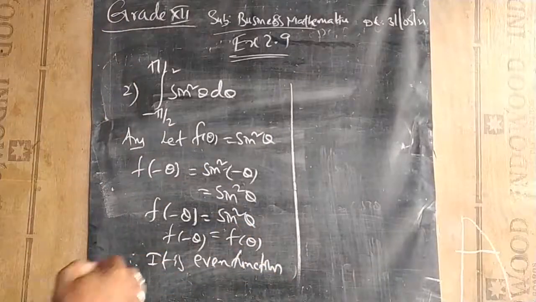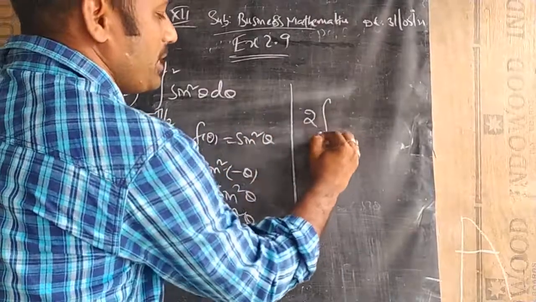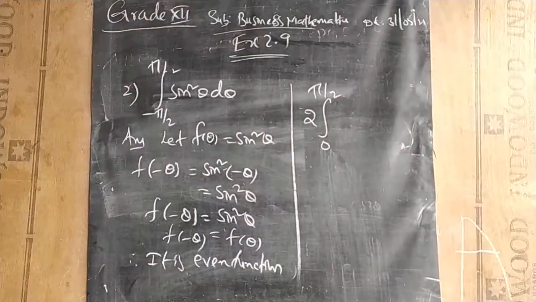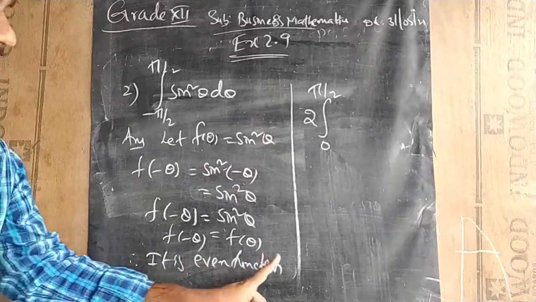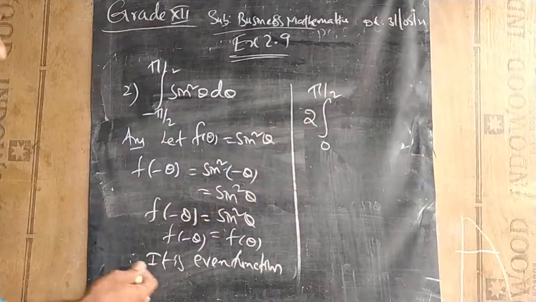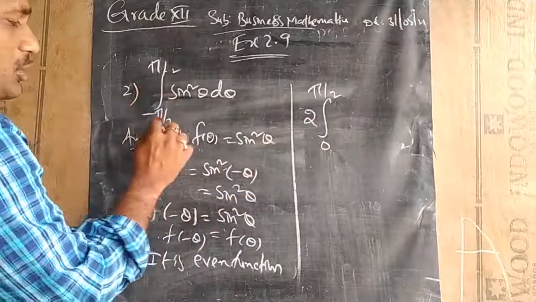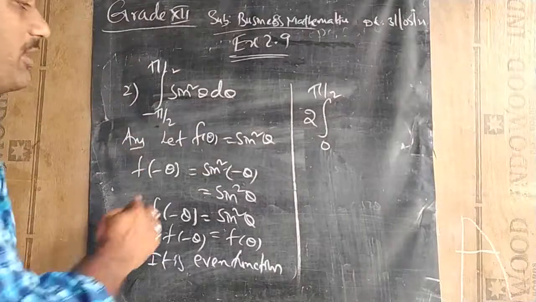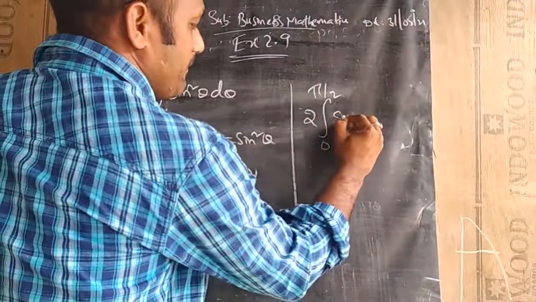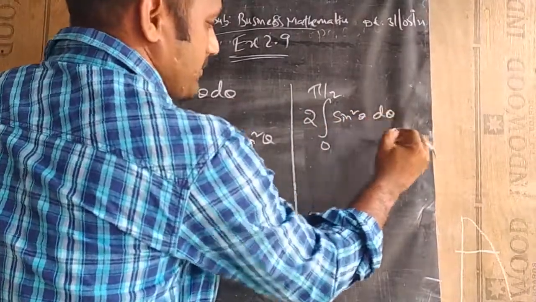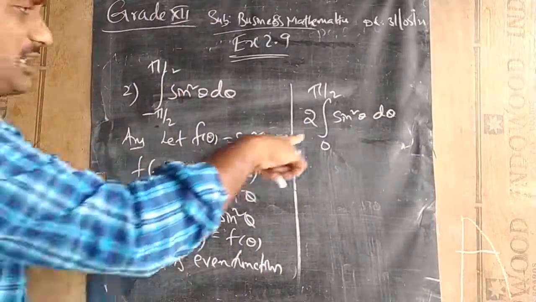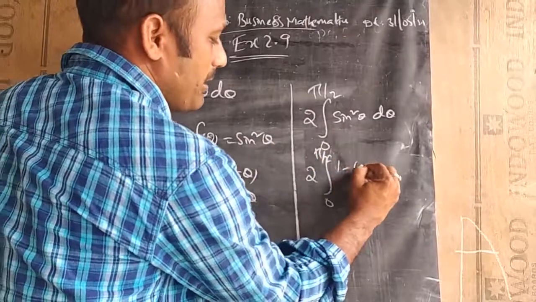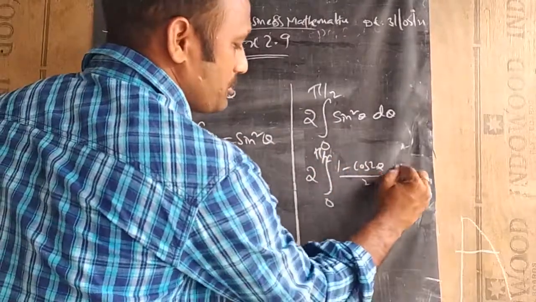So if it is an even function, what can we write here? 2 times the integral from 0 to pi by 2. Yesterday only we have learned this type of property. If it is an odd function, the answer will be 0. If it is an even function, we have to write 2 times the integral from 0 to the upper value, whatever the interval may be, of sin square theta d theta. So sin square theta can be written as 2 integral 0 to pi by 2 of (1 minus cos 2 theta) by 2 d theta.